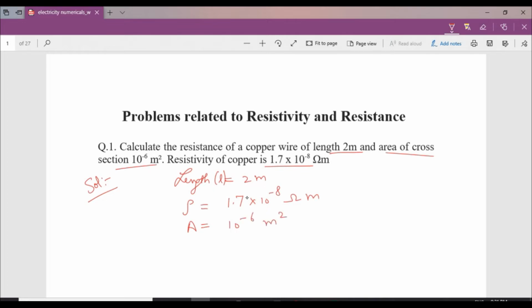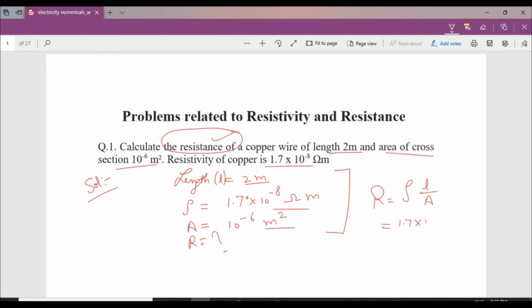Now just remember what we have to evaluate. You have to calculate the resistance. So just memorize which formula is interrelating all these four things. There is one and only one formula, that is R is equals to rho L upon A. Before substituting values in this expression, just see whether all the values are in SI system or not. So all the values are in SI system. So we will substitute the values here.